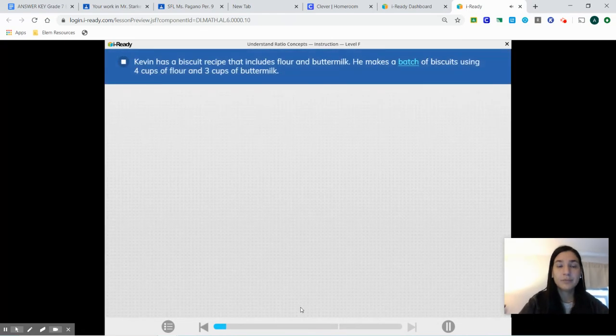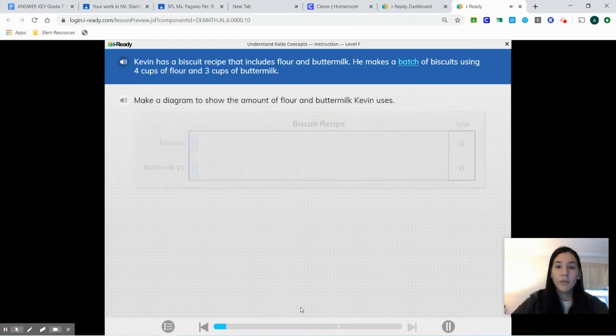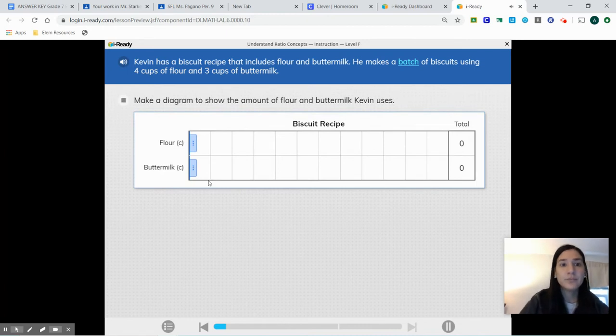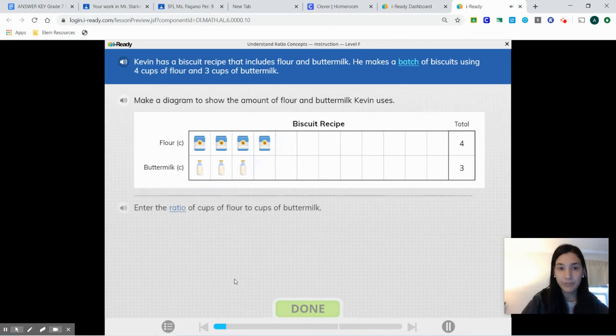Kevin has a biscuit recipe that includes flour and buttermilk. He makes a batch of biscuits using 4 cups of flour and 3 cups of buttermilk. Make a diagram to show the amount of flour and buttermilk Kevin uses. Okay, so we have 4 cups of flour, so we're gonna drag this little guy over until we have 4 flour, and we have 3 cups of buttermilk, so 3. So our ratio is 4 to 3, and we're good.